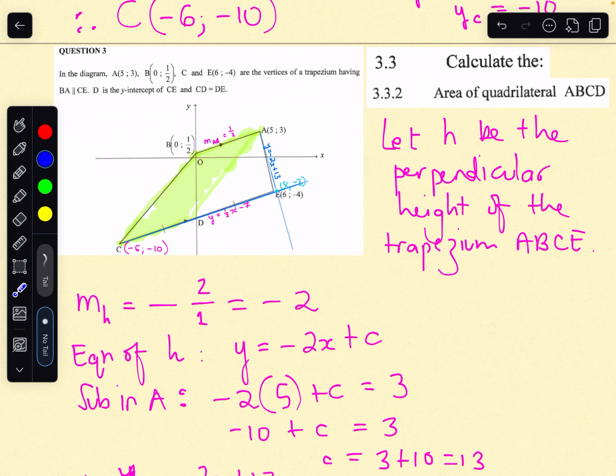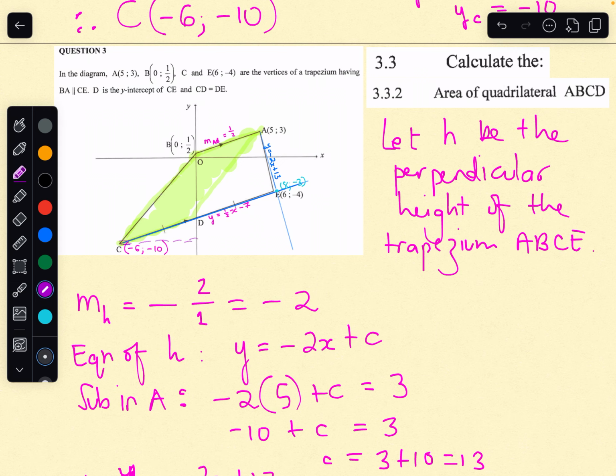Where do you get 7.5? Where do you get it? So this is the 7.5, because D is (0; 7), and this little bit OB is a half unit, so that's 7.5. Okay. Right, so all that they did was they constructed the perpendicular height over here.